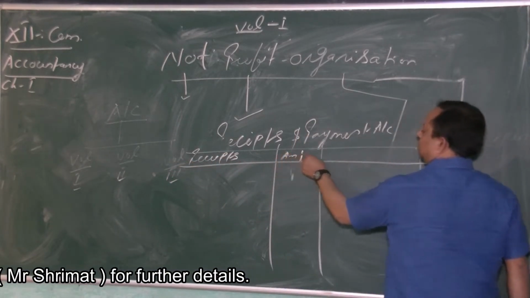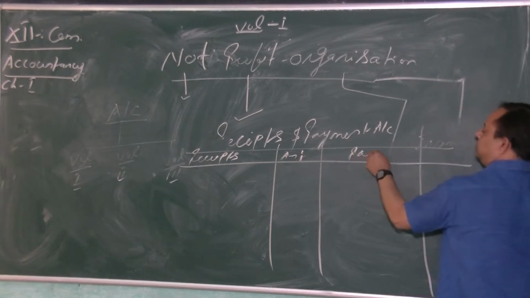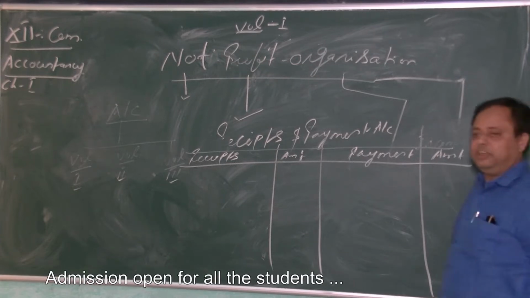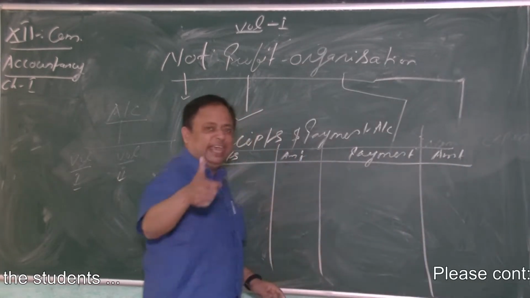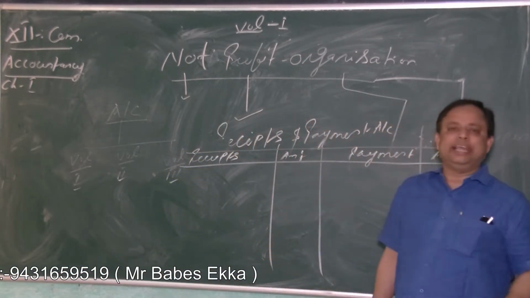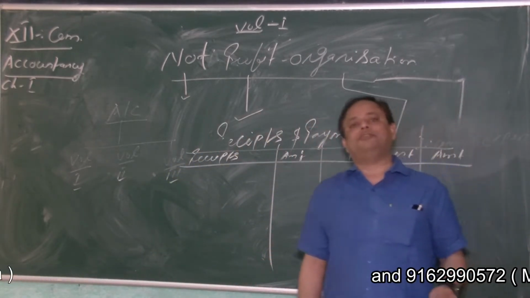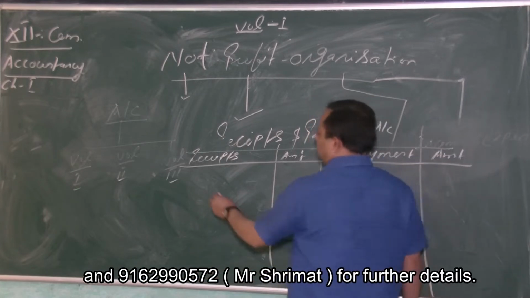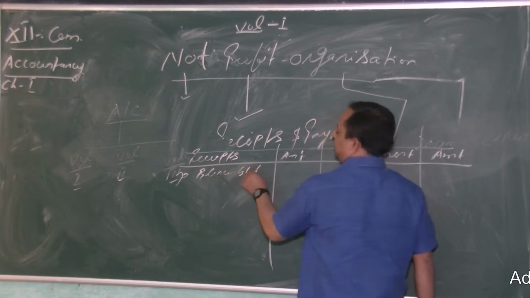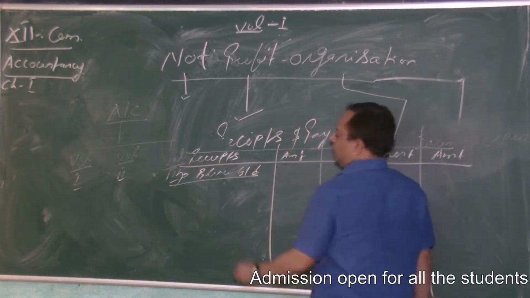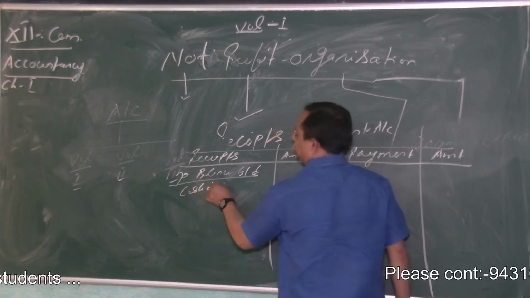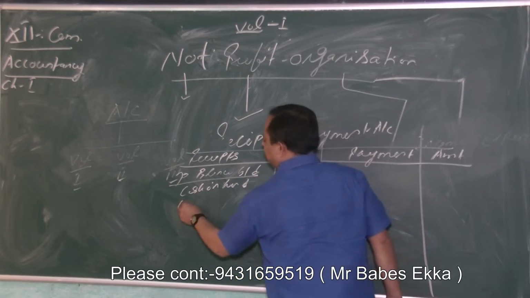Amount and payment side. The payment account begins with opening cash balance: opening cash in hand and opening cash at bank. You write "To balance b/d". Under balance b/d, you write cash in hand and cash at bank.